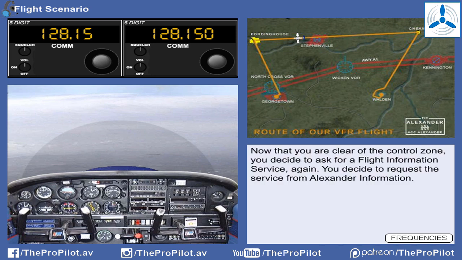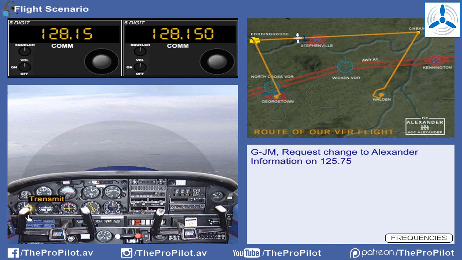Now that you're clear of the zone, you decide to ask for a flight information service again. You could get this from Stephenville, but you suspect that they may be fairly busy, so you decide to request the service from Alexander Information. Golf Juliet Mike, request change to Alexander Information on 125.75. Golf Juliet Mike, frequency change approved. 125.75, Golf Juliet Mike.